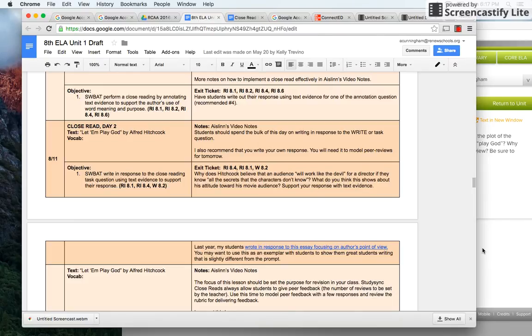Why does Hitchcock believe that an audience will work like the devil for a director if they know all the secrets that the characters don't know? What do you think this shows about his attitude toward his movie audience? Support your response with text evidence.